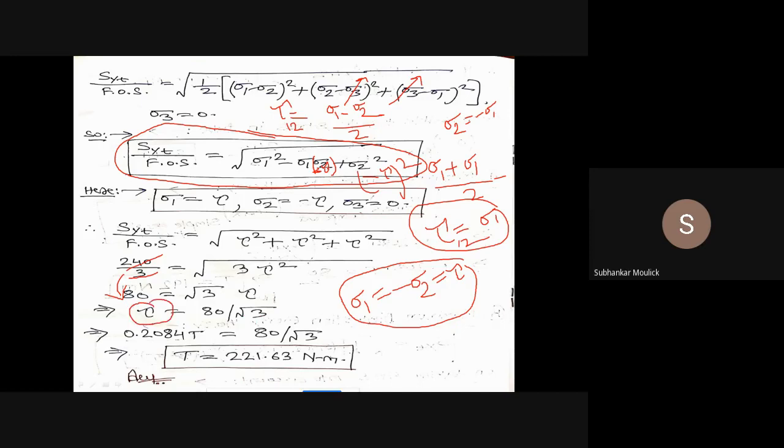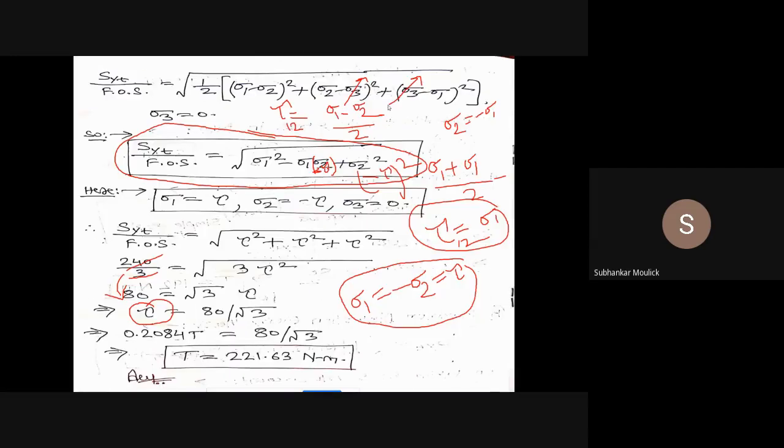Now what is this tau? This tau we have already calculated for the problem, that is 0.2084 times T. So substitute the value of tau as 0.2084 times T, which is equal to 80 by root 3. If you solve this expression, you will get the value of torque to be 221.63 Newton meter. This is the maximum permissible value of torque if you use distortion energy theory to predict the failure of the tube. Is it clear?